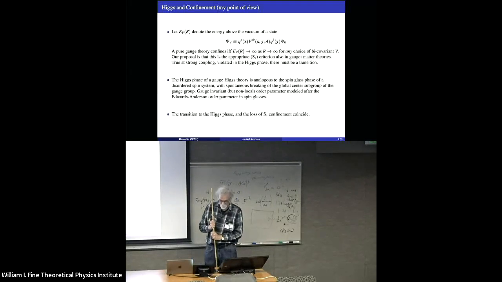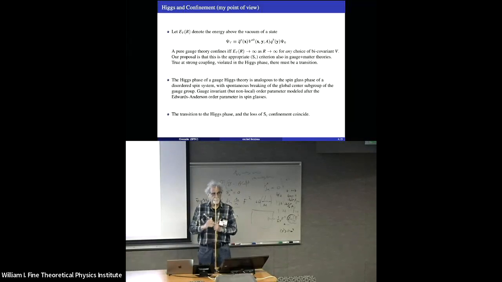I don't have time to do details at all, but what I want to say is that the Higgs phase of the gauge-Higgs theory is closely analogous to a spin glass. In fact, just as the spin glass has a global Z2 symmetry, for example, which is broken in the spin glass phase, there's also a global symmetry here. You could call it the global center subgroup of the gauge group, which, by the way, doesn't transform the gauge field, but it does transform the matter fields. The statement is that in the Higgs phase, this symmetry can be spontaneously broken.